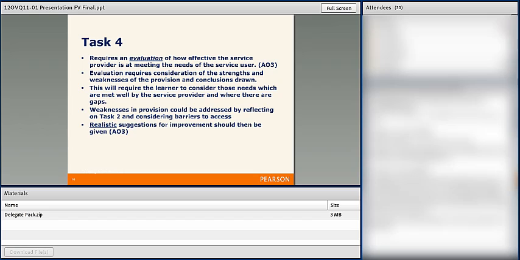They should also make realistic suggestions for improvement, and do check that the suggestions are realistic. A classic example that I got once was on physical barrier to access, where the school was at the top of the hill, and the learner had actually said that in the winter when the weather was bad, the pupils couldn't get to the school. So their suggestion was to move the school to the bottom of the hill.